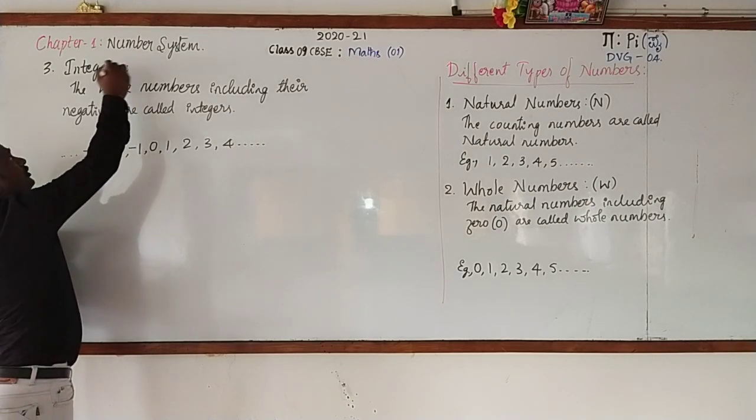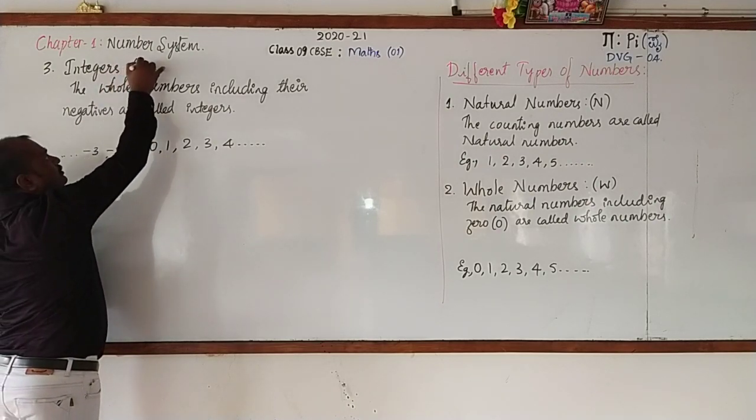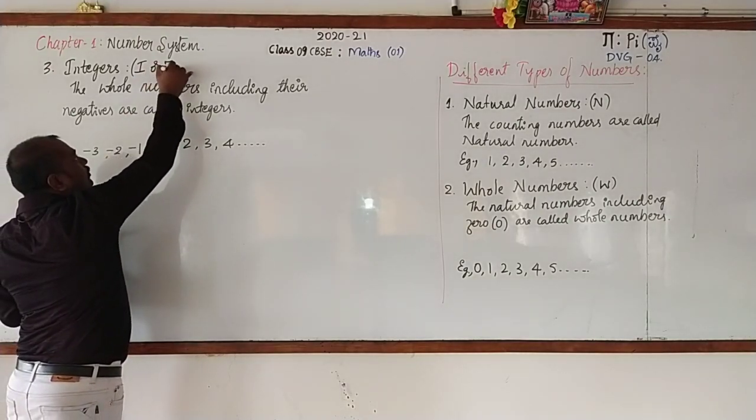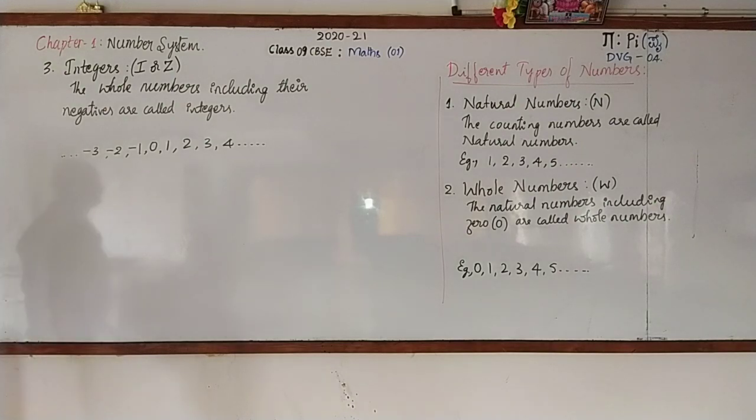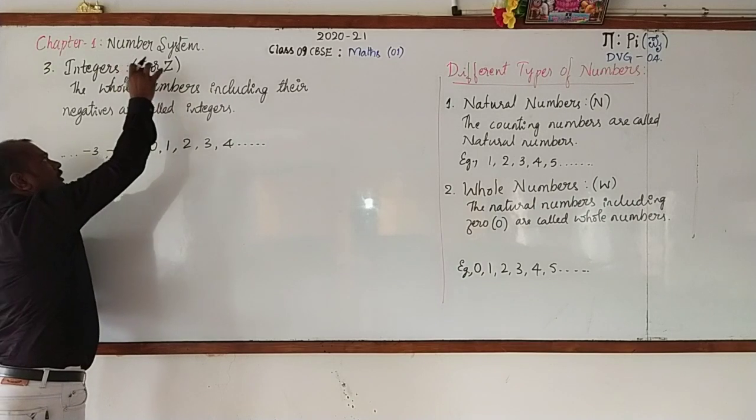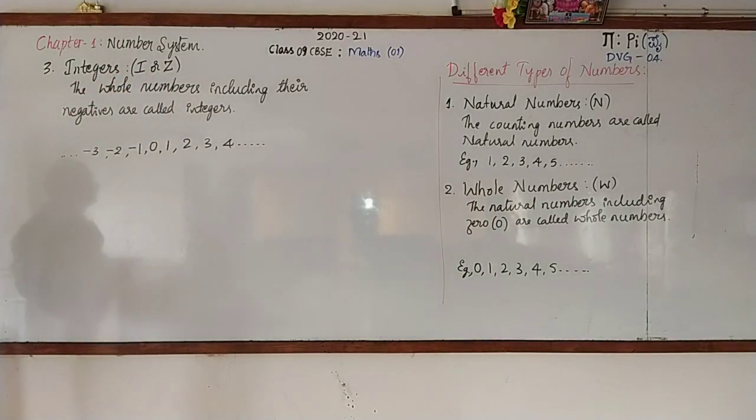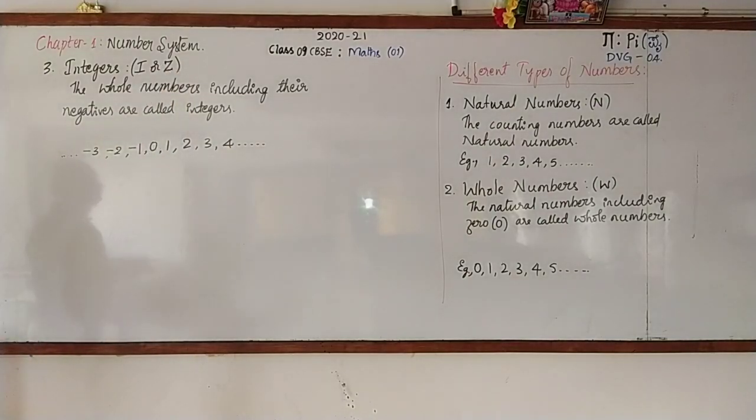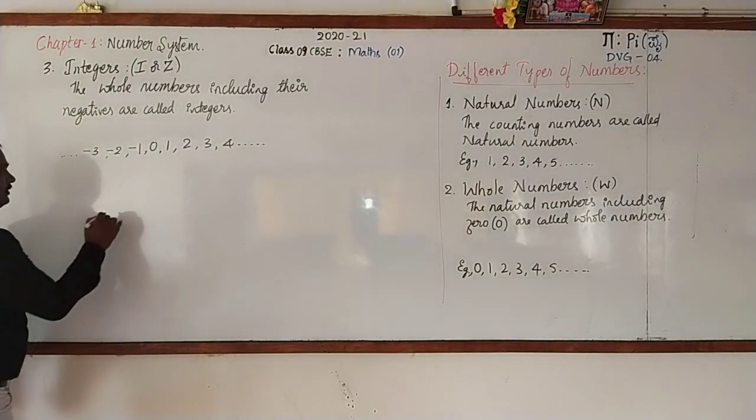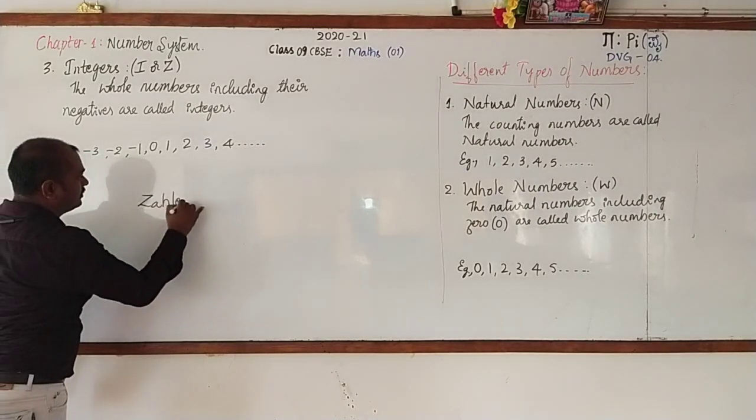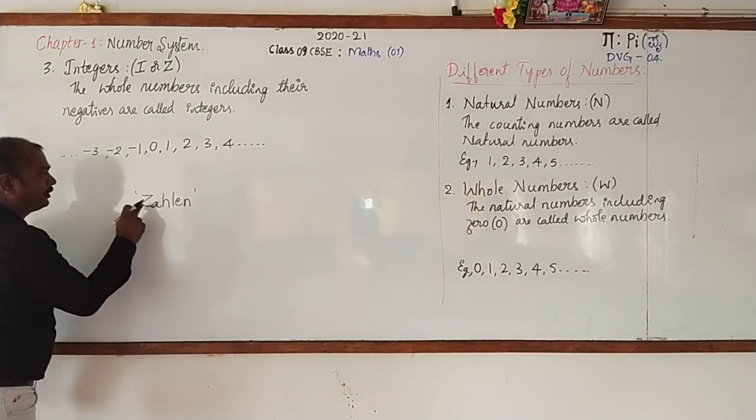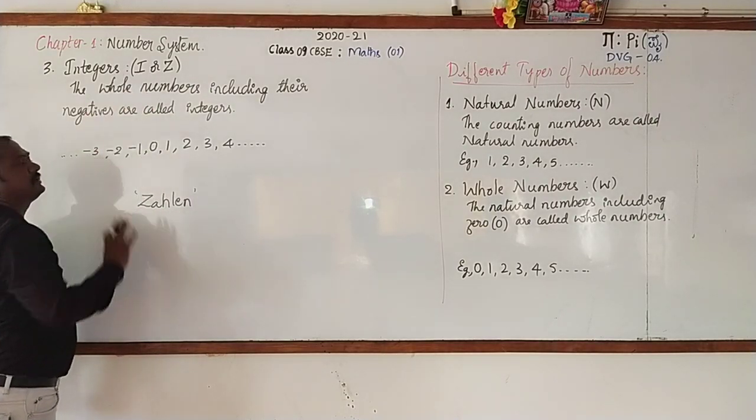Now, the collection of integers is denoted by the symbol I, no doubt. Even we will go for taking one more letter, that is Z. Then you all may be thinking that what I is okay, but why Z? The letter Z has been taken from a German word, that is Zahlen, that means to count. It is a German word. From this word, we have taken the letter Z.